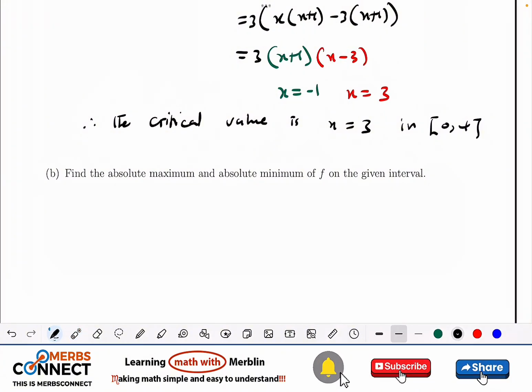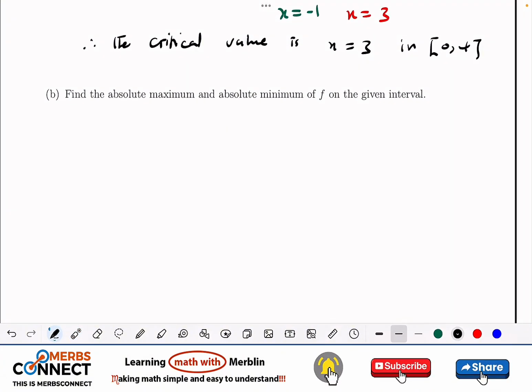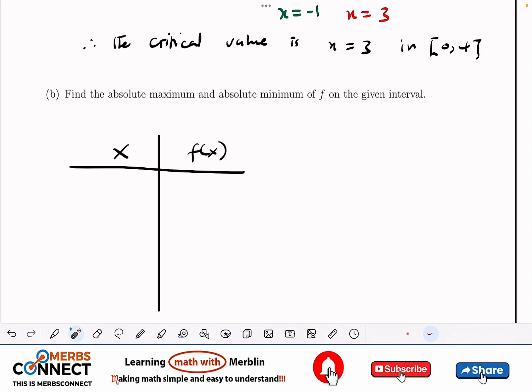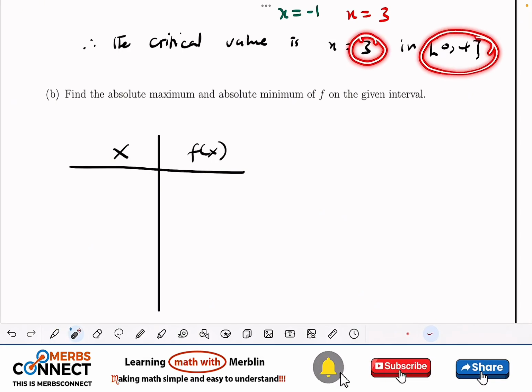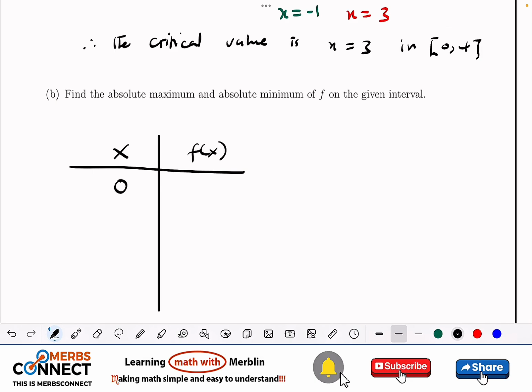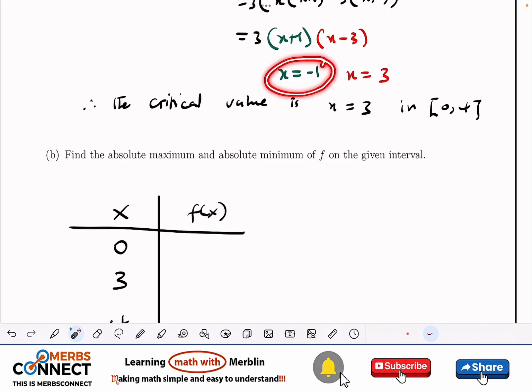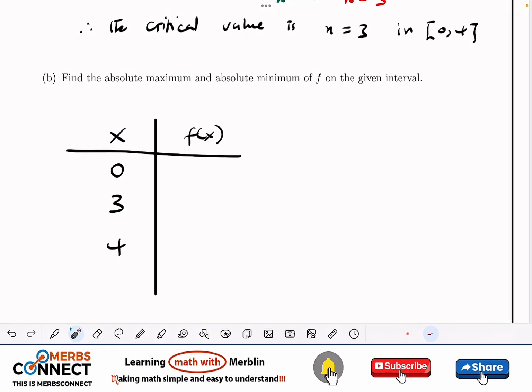So what do we need to do? We just need to construct our table nicely. So let's do that. Good. We have our x and we have our f of x. We need to use the critical point and the endpoints, so we are going to have 0, 3, and 4. That's the reason why we drop the minus 1 out, because minus 1 is not in the domain. Right.